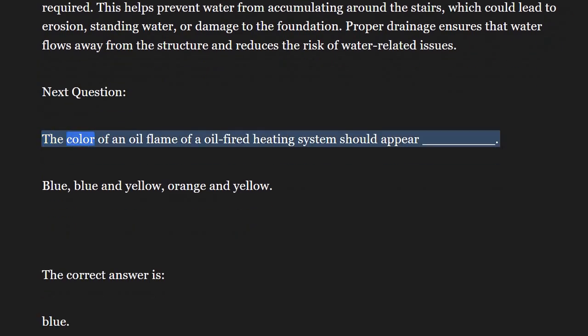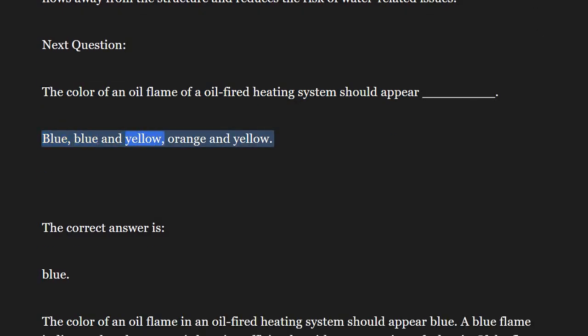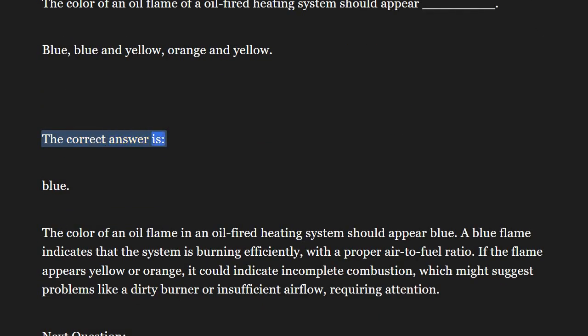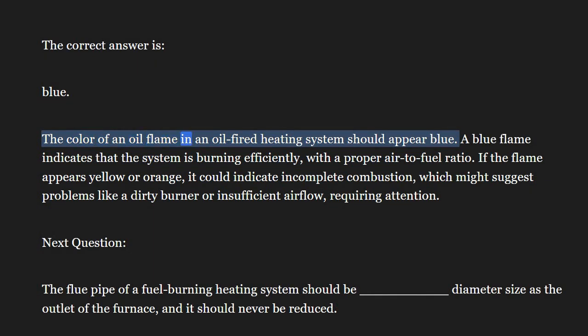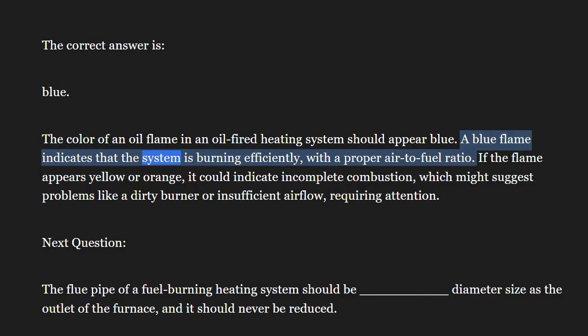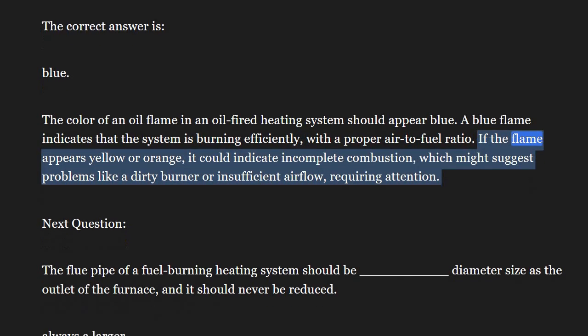Next question. The color of an oil flame of an oil-fired heating system should appear blue, blue and yellow, orange and yellow. The correct answer is blue. The color of an oil flame in an oil-fired heating system should appear blue. A blue flame indicates that the system is burning efficiently, with a proper air-to-fuel ratio. If the flame appears yellow or orange, it could indicate incomplete combustion, which might suggest problems like a dirty burner or insufficient airflow, requiring attention.